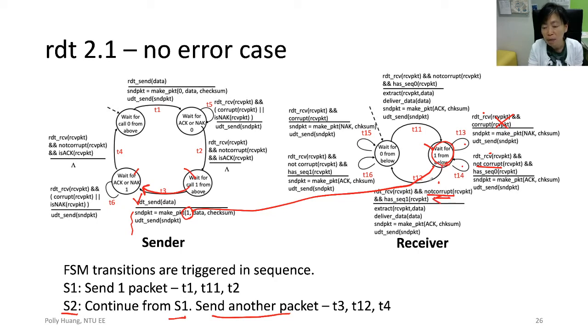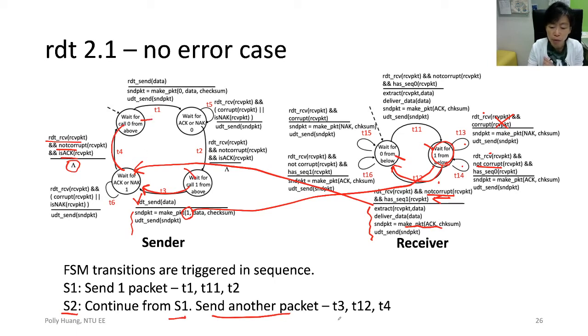Therefore, we take T12, take all these actions and go to the wait for 0 from below state here for the receiver. Now an ACK packet will be generated, and this is going to go back to the sender, which is currently waiting for ACK or NAK 1. And it's getting an ACK for 1. It's going to do nothing but follow through T4 and enter the wait for call 0 from above.